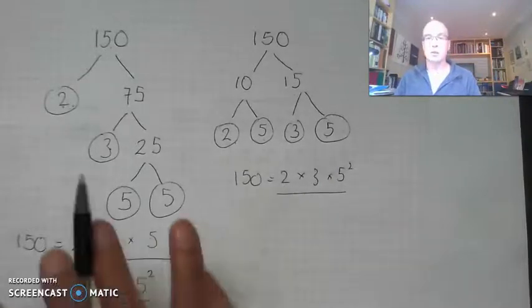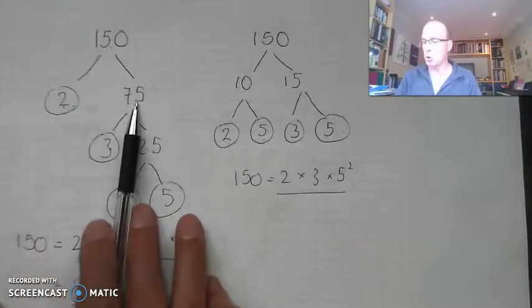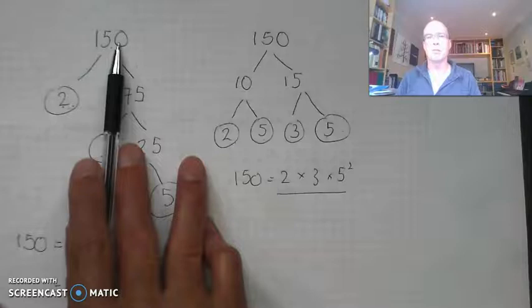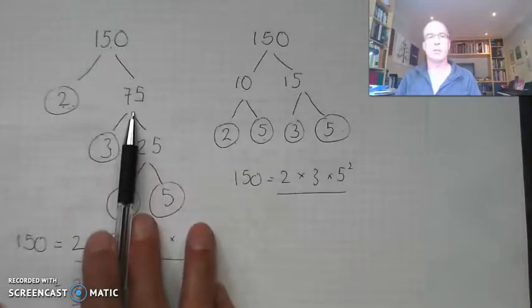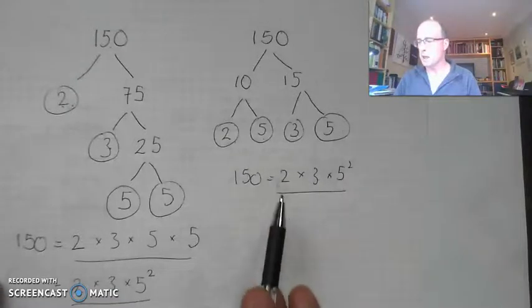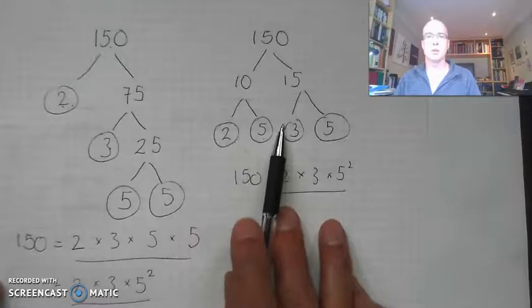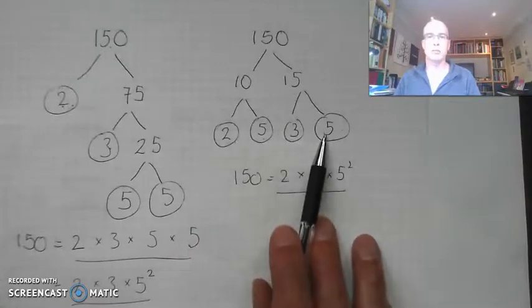You get the same answer. So it doesn't matter which ones you pick. I often pick 2, just so that I know all I need to do is half my number, half 150, 75. Doesn't really matter. Pick your numbers, carry on breaking it down. It really does help though if you circle your primes, because then you know that you've got to the end of each of your branches.